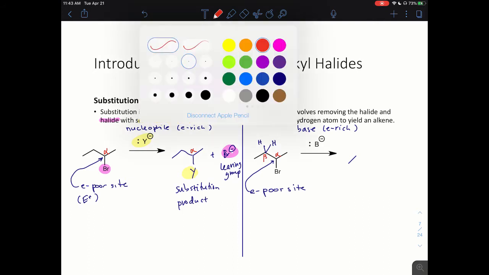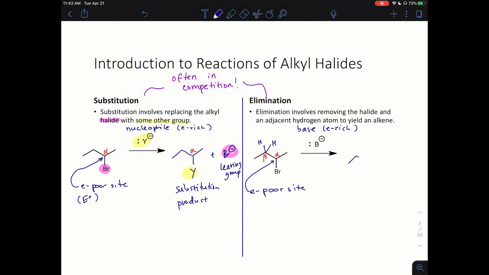And again, we're not going to talk about how right now because there's going to be two types of elimination reactions, two mechanisms. And we're going to get an alkene as the product. We're going to have the conjugate acid of the base, whatever that base might be. And we're going to have a leaving group, which in this case will be bromide.